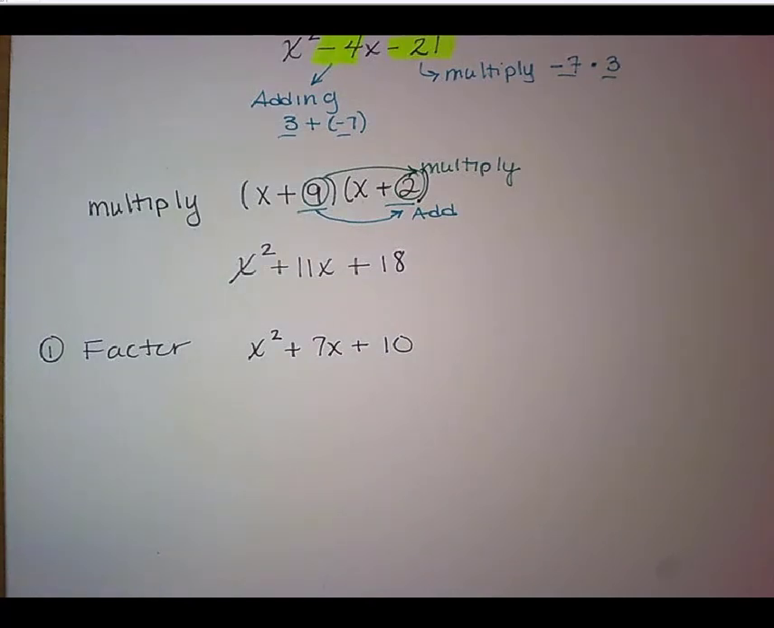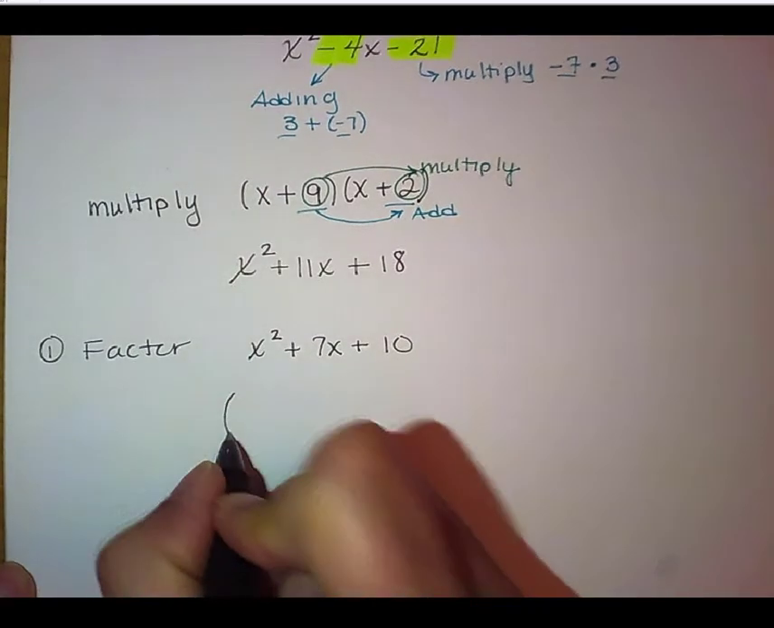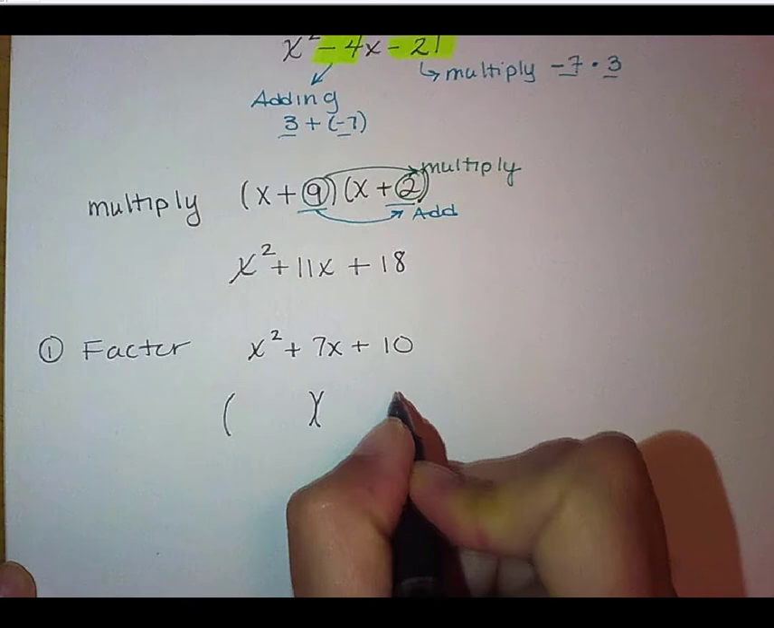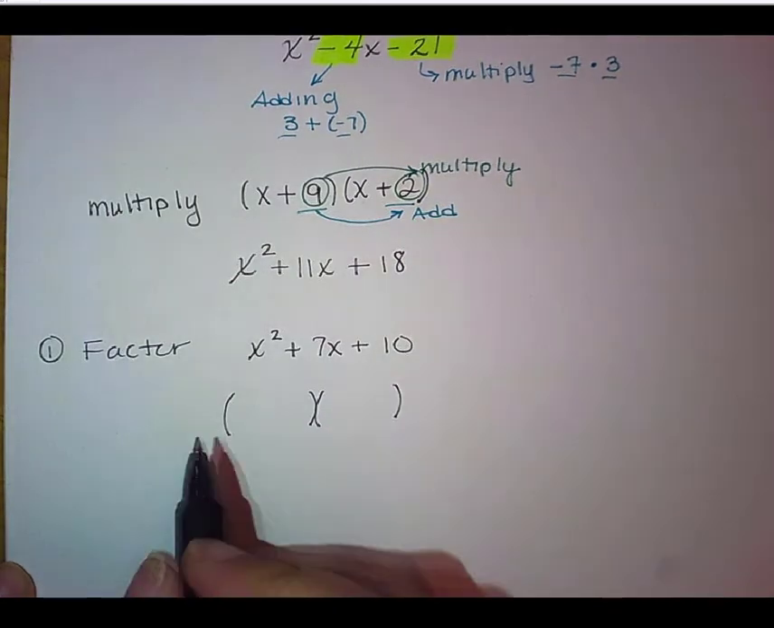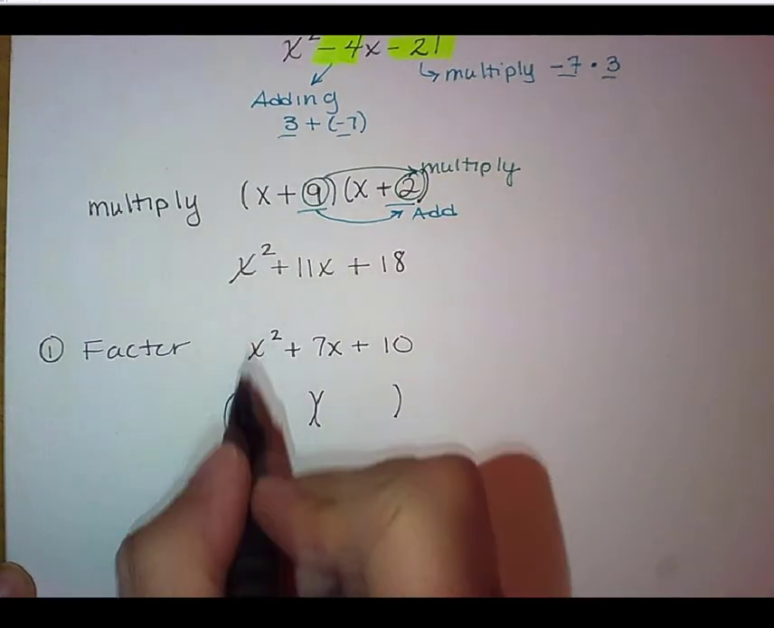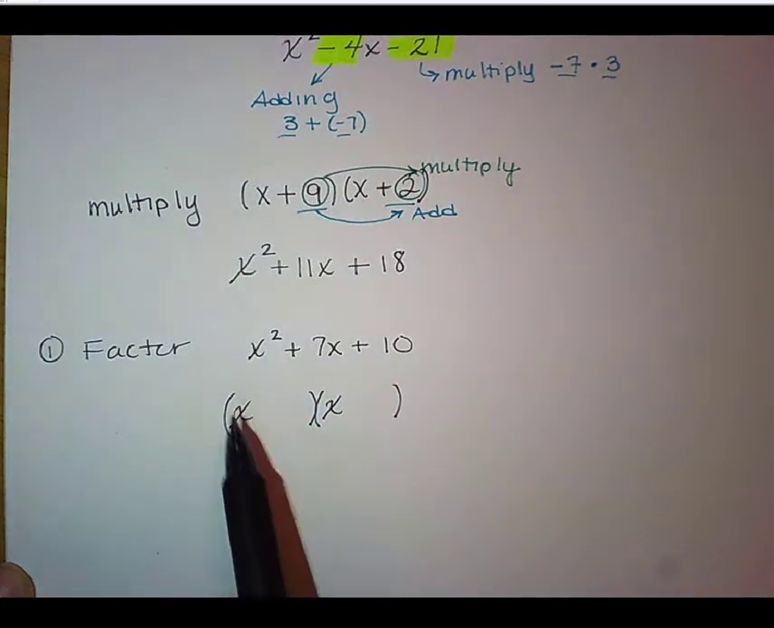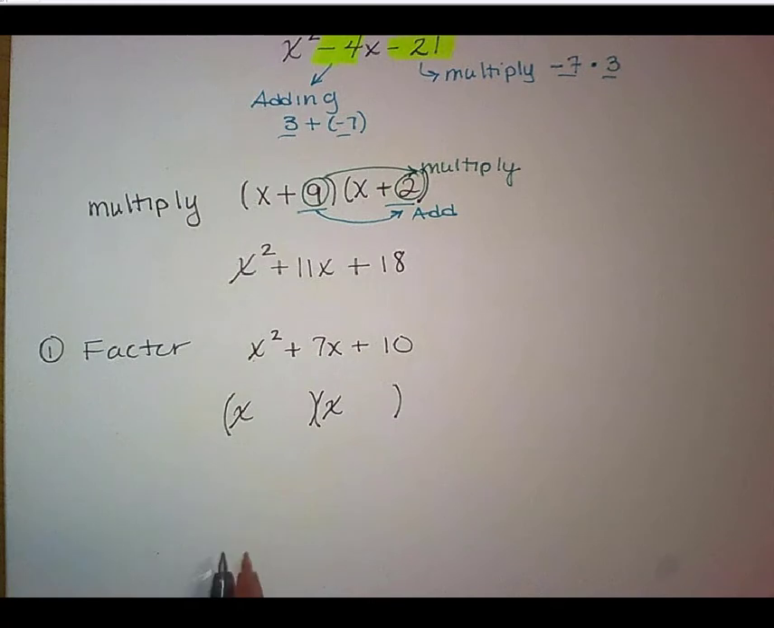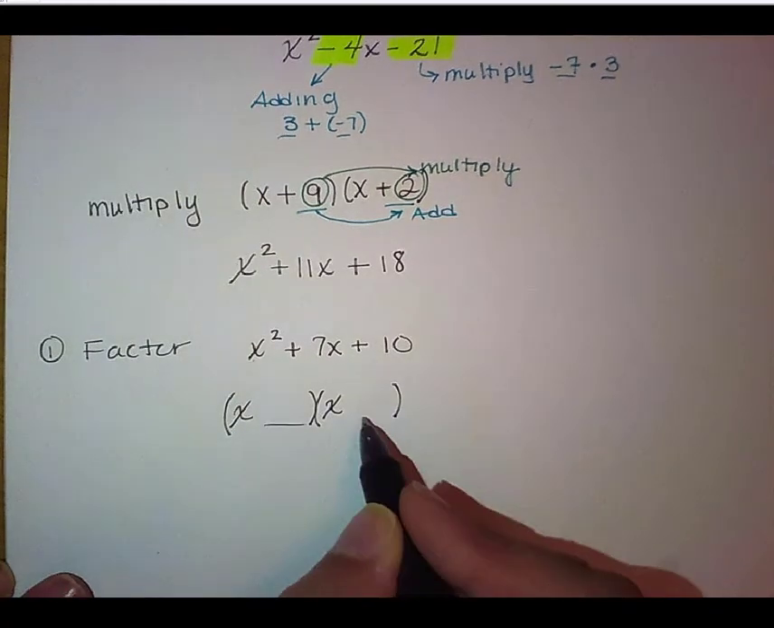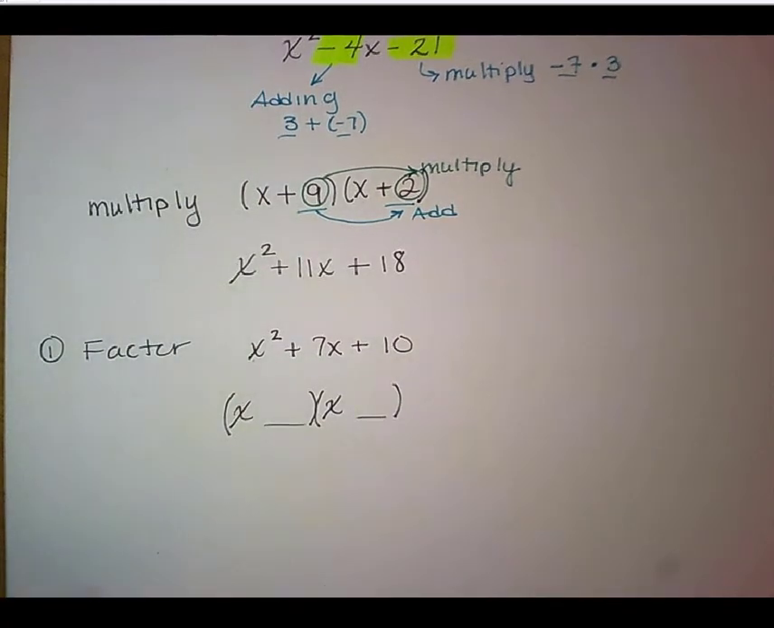So what we want to do is I'm going to go ahead and draw out my parentheses because I know that's what I'm aiming to get. I want two parentheses. I also know since this is just an x squared, my first term in each one is going to be an x, because remember, to get the first term here, I do my first times my first. So x times x gives me that x squared. Now I've got to figure out what these two numbers are going to be in my parentheses. So this is where my puzzle comes into play. This is where my logic happens.